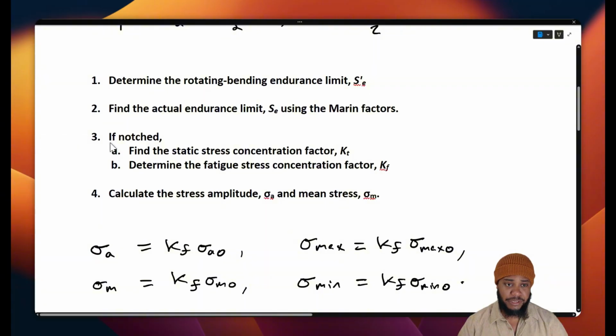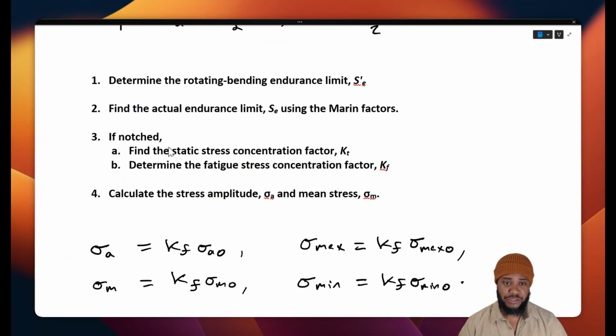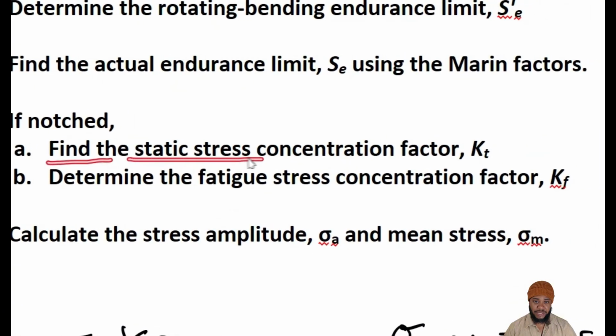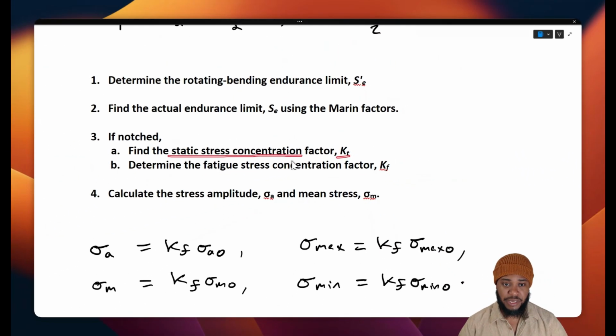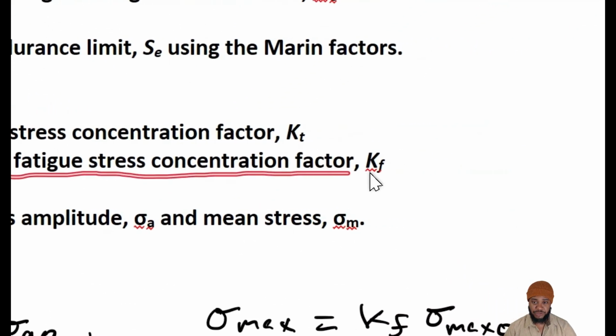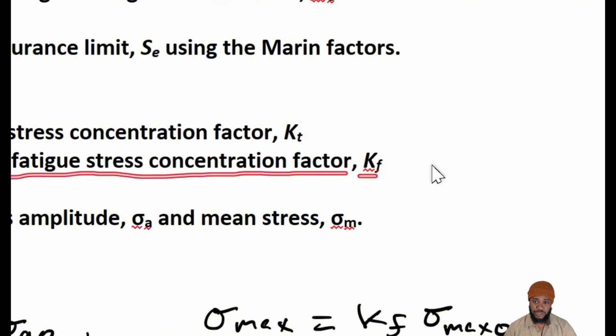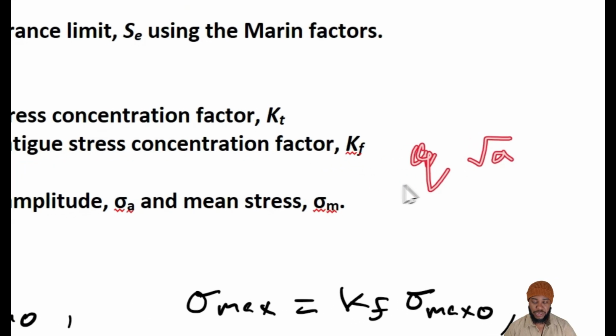The next step is to look at our geometry. If our geometry includes a notch, which concentrates the stress, then we need to first find the static stress concentration factor, the KT value, and then we need to calculate the fatigue stress concentration factor, KF, using q, which is our notch sensitivity factor, or using the square root of a, which is Neuber's constant.